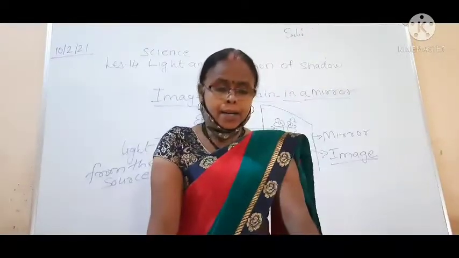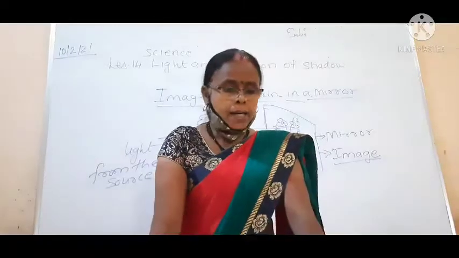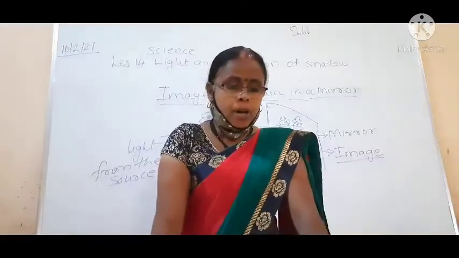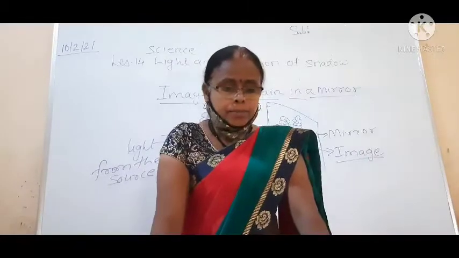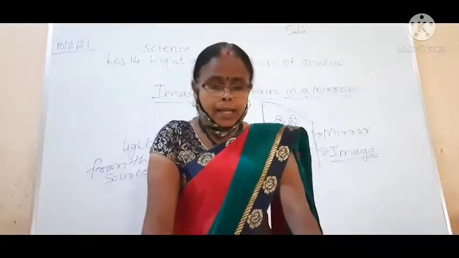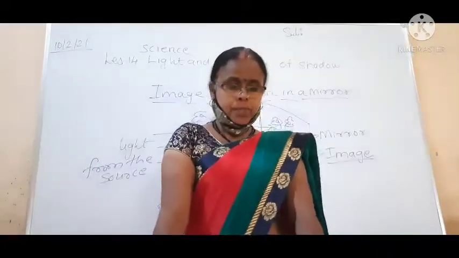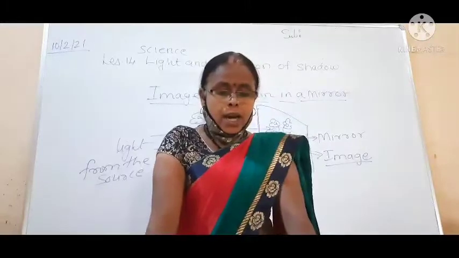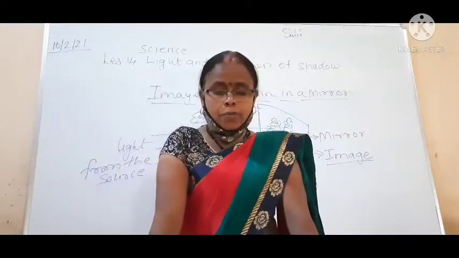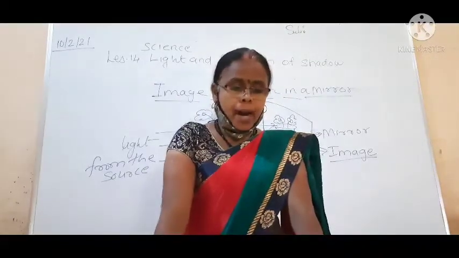Next, take an empty cylindrical box, remove its cap on one side and on the other side put a thin paper. Light a candle and hold the box in such a way that the flame of the candle is in front of the hole. Now, you will see an upside down or inverted image of the flame on the thin paper.